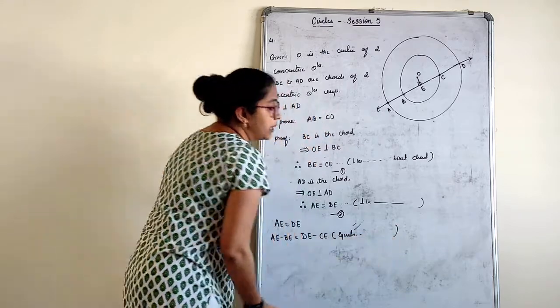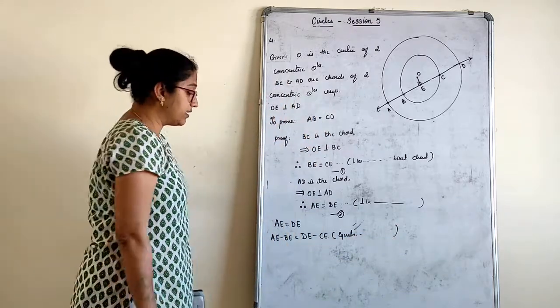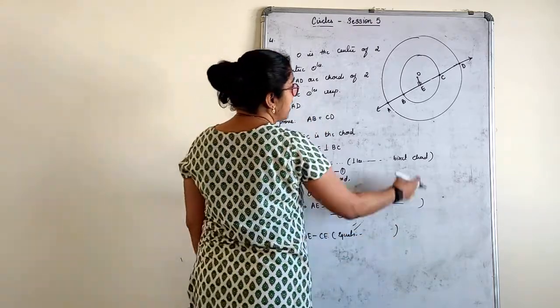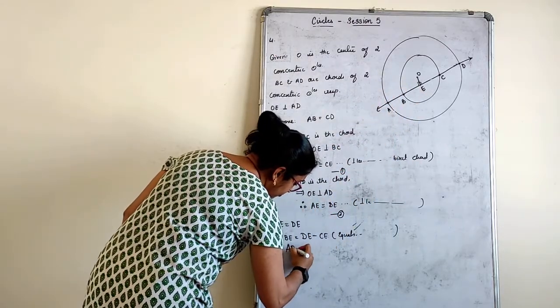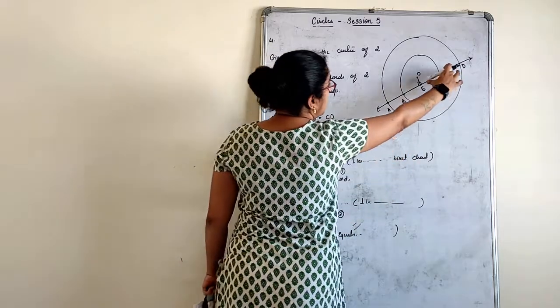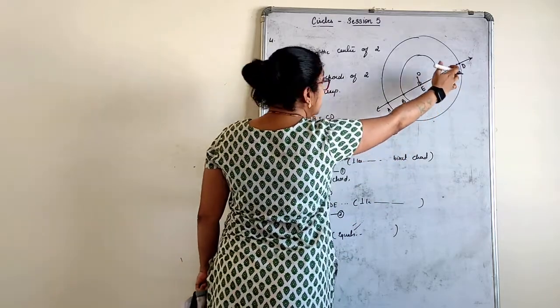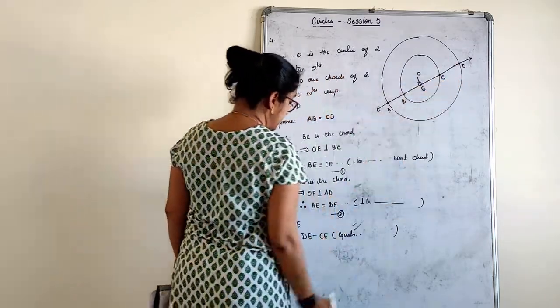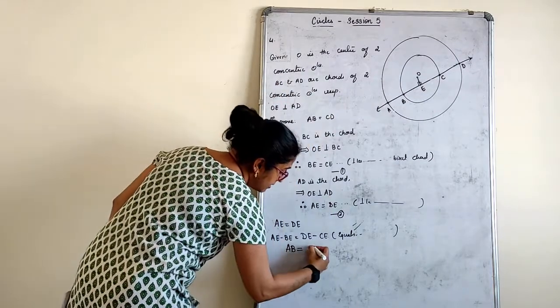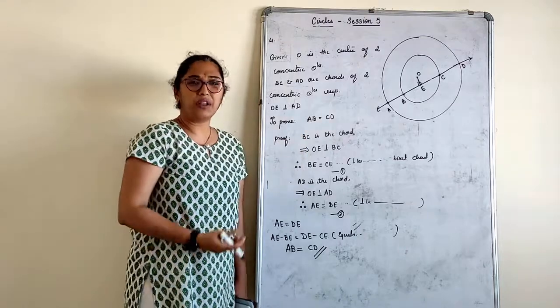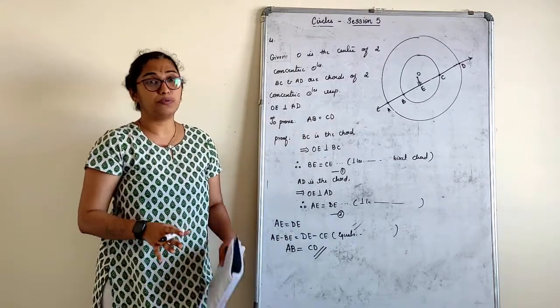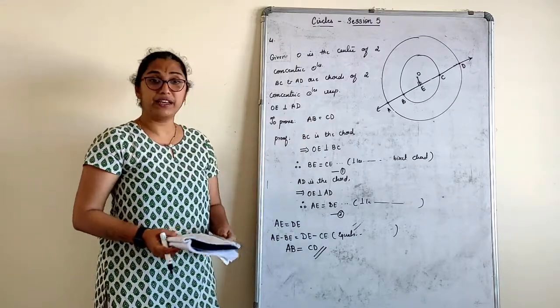Equals are removed from equals, the remainders are equal. What is AE minus BE? AE minus BE is AB, and that is equal to DE minus CE, which is CD. AB is equal to CD. Orally we can just look at it and tell how to prove this, right? But with the steps, what we have to write.